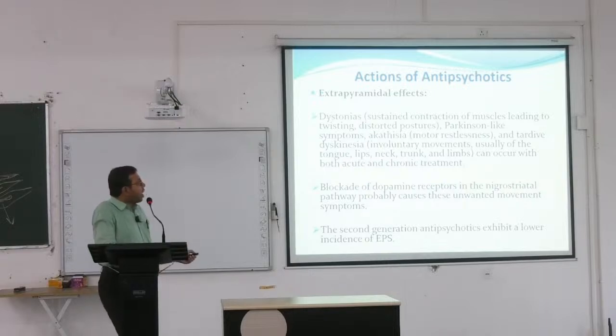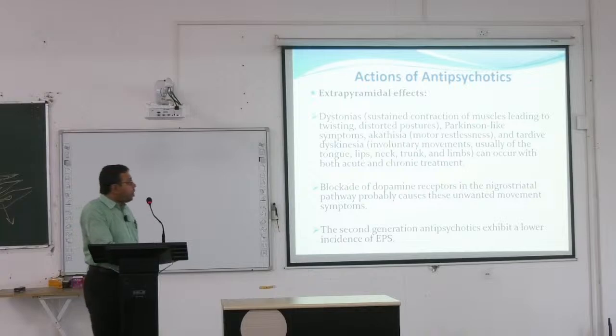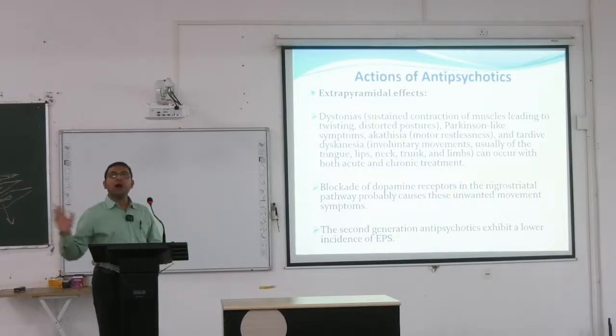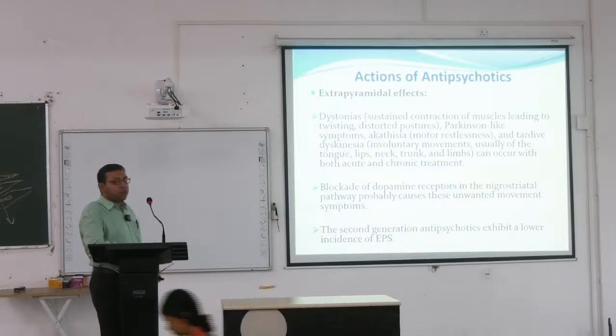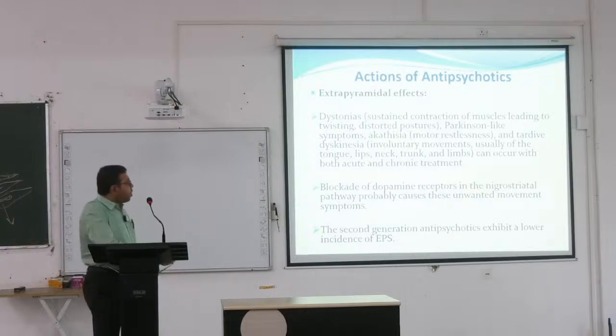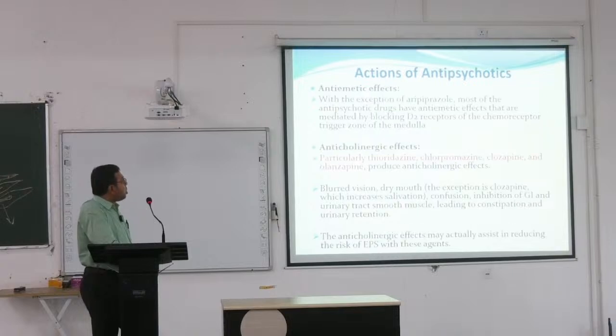Okay. So they can occur with both acute and chronic treatment. Blockade of the dopamine receptors in the nigrostriatal pathway probably causes these unwanted motor symptoms. So in the nigrostriatal pathway, where the dopamine receptor is present, that is blocked. That's why the different extrapyramidal symptoms happen. The second generation antipsychotics exhibit a lower incidence of the extrapyramidal symptoms.